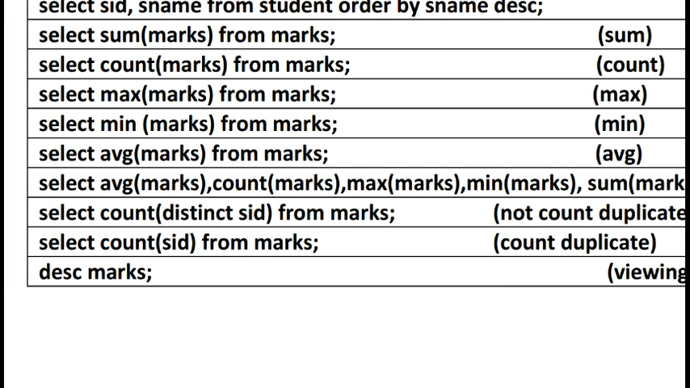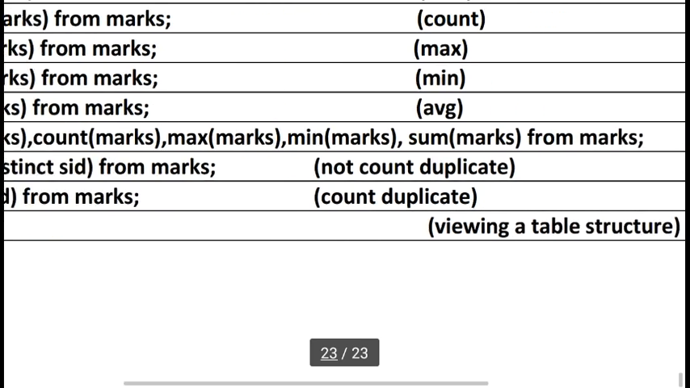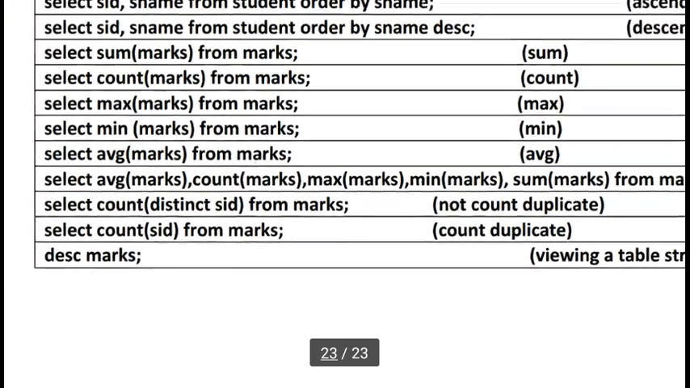Select SID from marks. And DESC marks means we can see the complete structure of the table, column names, data types, and constraints. Viewing a table structure, you can see.